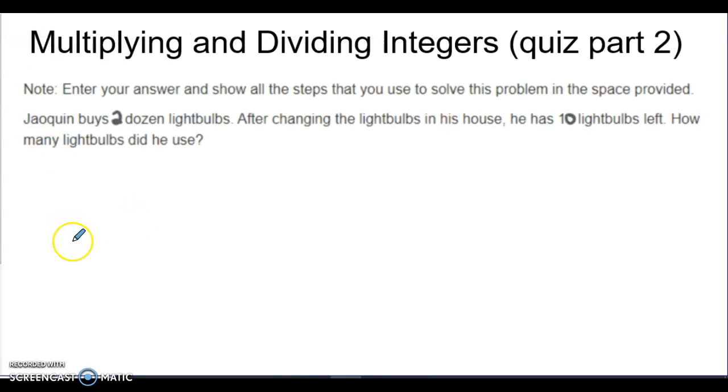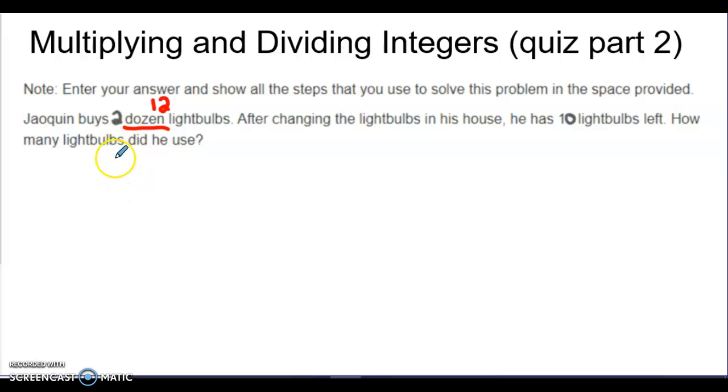This is moving on to part 2 of the quiz. So it says Joaquin, or Joaquin, I'm not sure, buys 24 light bulbs. After changing the light bulbs in his house, he has 10 light bulbs left. How many light bulbs did he use? Well, the first thing we need to know is how many are in a dozen. There are 12 in a dozen.